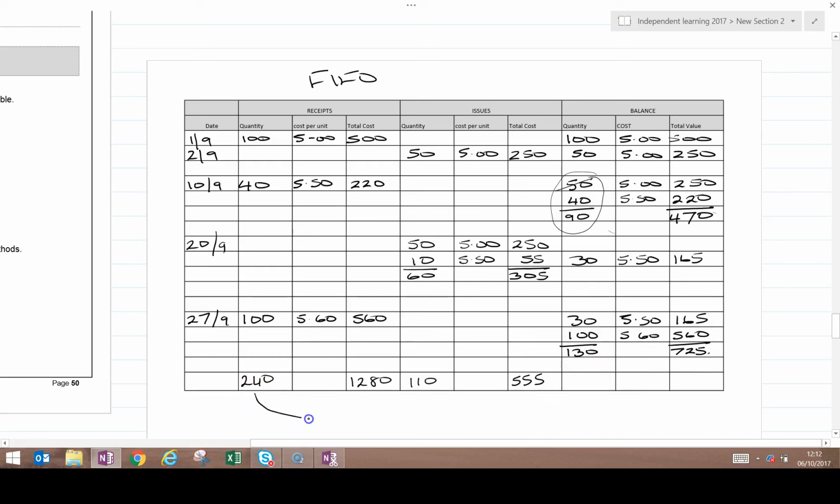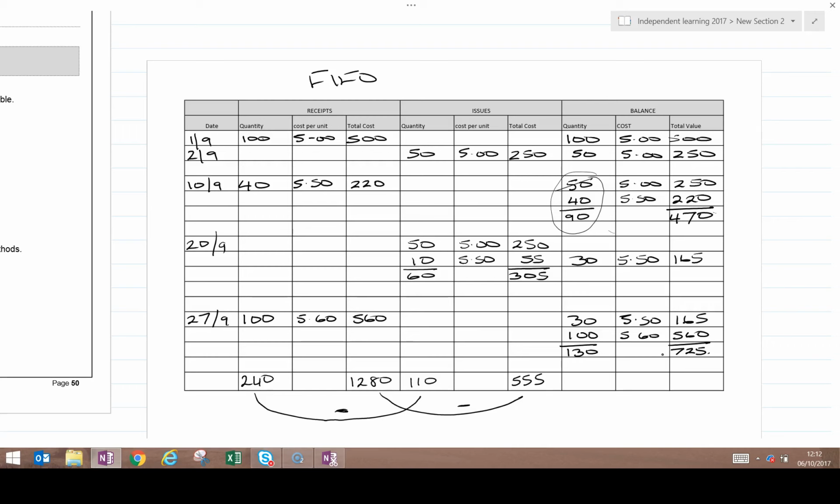Now we can use these figures just to check our balances are correct. So 240 minus 110 gives us 130. 1280 minus 555 gives us 725. So we have correctly written up our stores ledger card using FIFO.